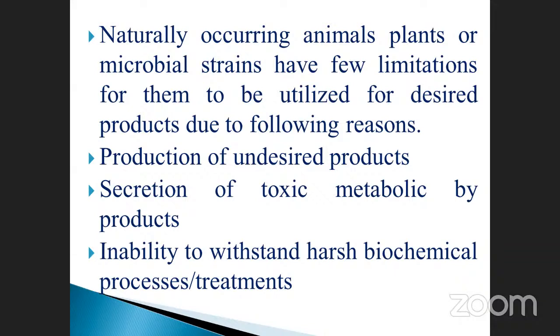Secretion of toxic metabolic byproducts. Sometimes what happens, it may give a positive effect. Sometimes it may be a negative effect. Some of the substances, Bacillus thuringiensis, crown gall effect. Okay. Crown gall effect, toxic substances also produced from the BT cotton, isn't it? So the secretion of toxic metabolites by the product. This is also another important one.